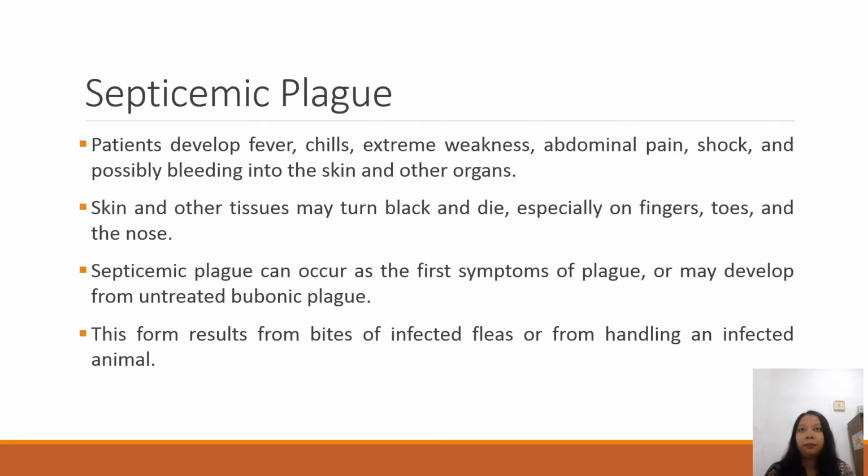For septicemic plague, the patients develop fever, chills, extreme weakness, abdominal pain, shock, and possibly bleeding into the skin and other organs. Skin and other tissues may turn black and die, especially on fingers, toes, and the nose. Septicemic plague can occur as the first symptoms of plague or may develop from untreated bubonic plague. This form results from bites of infected fleas or from handling infected animals.